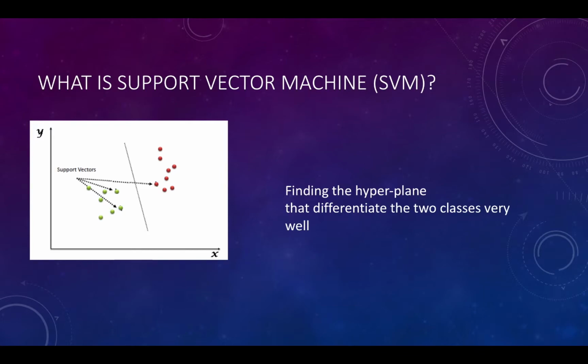Now let's talk about support vector machine. SVM is used to classify two groups of data. Like shown in the picture, there are red circles and green circles. The SVM algorithm is used to find the hyperplane. In this picture, this hyperplane is the dotted straight line in the middle of the picture. That hyperplane will differentiate the two classes very well.